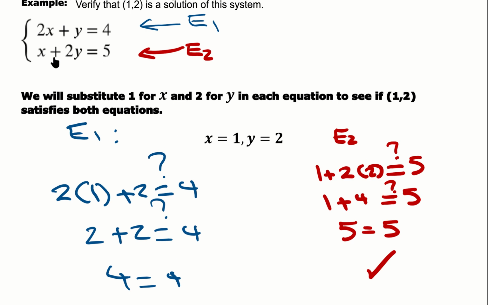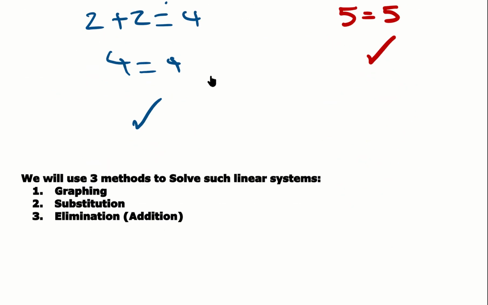Again, substitute 1 for x and 2 for y, and we end up with 1 plus 2 times 2 equals 5. Again, the question mark because we're not asserting, we're verifying, and we get 1 plus 4 equals 5. So finally, indeed, we do get 5 equals 5, which is a true statement. Therefore, the ordered pair (1, 2) made both of these equations true, so we call it a solution of the system. Now, that's great as far as verifying a solution if somebody gives you the solution, but we actually need to know how to find that solution.